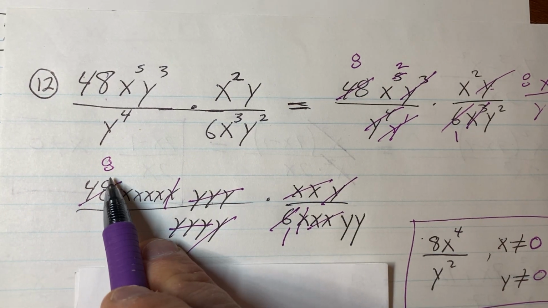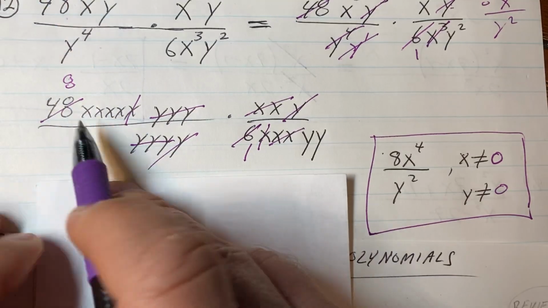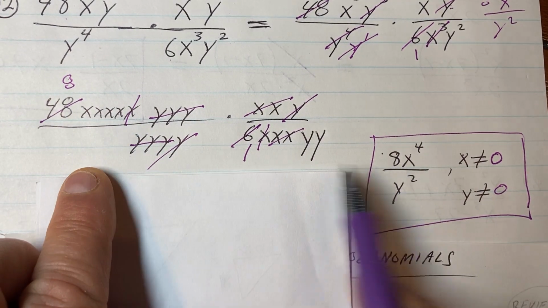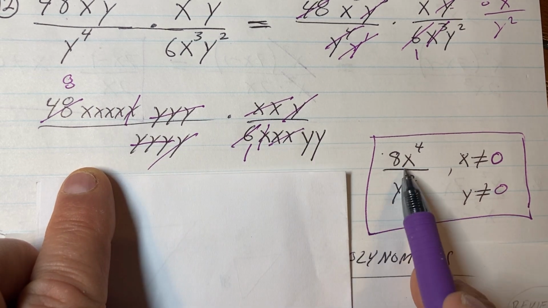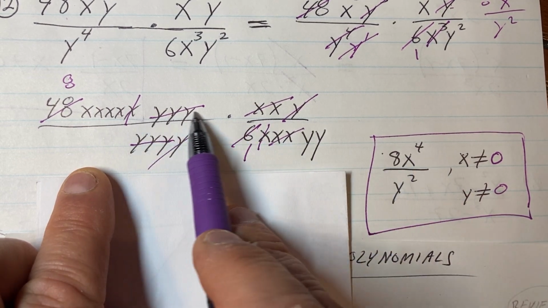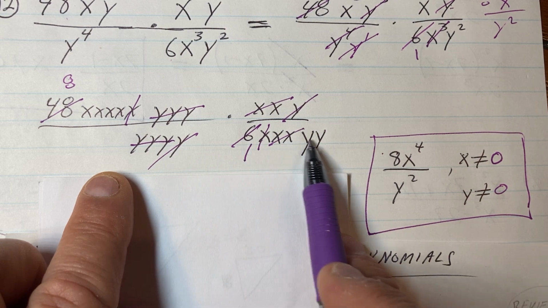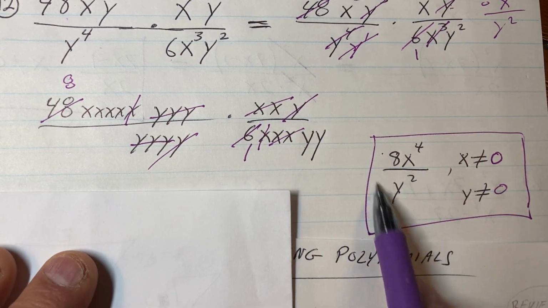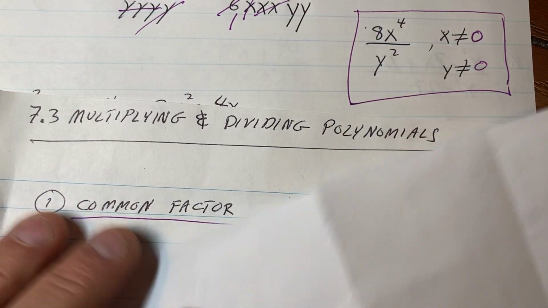On the top we have an 8. How many x's do we have? 4 x's. That's where x to the 4th comes from. Anything else on the top? No. On the bottom we have 1, 2 y's. That's where the 2 y's come from. That's your answer. Next one.